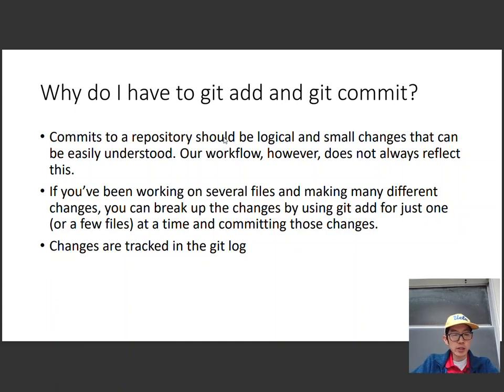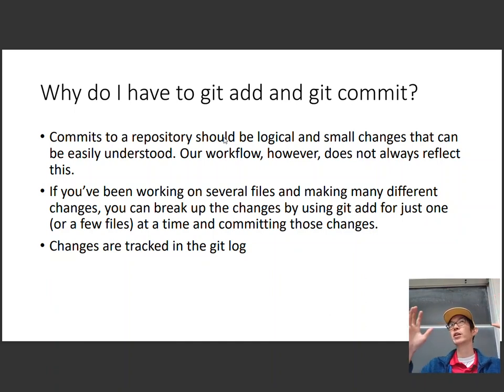Well, the reason is because the way we work isn't always this nice logical flow, right? When you make commits to a repository, your commits should be small, logical, incremental changes that can be easily understood. But as we work, we often have multiple tabs open, maybe multiple files open, and we might be making multiple changes all at once. If you want to roll things back, you might want to roll back just one file. You might have modified 5 files, but you might not want to create snapshots of all 5 changes all at once.